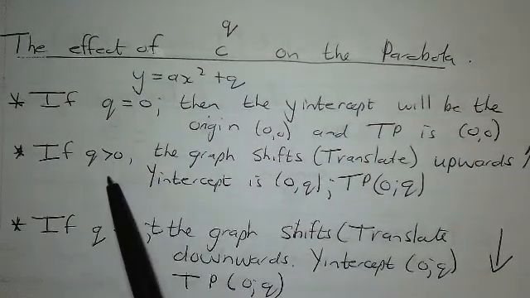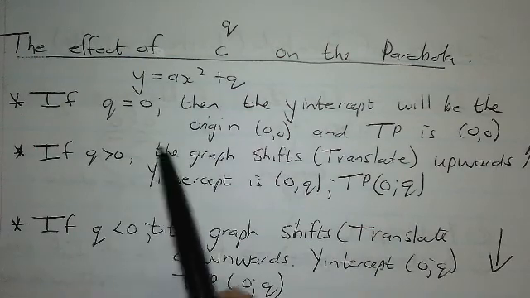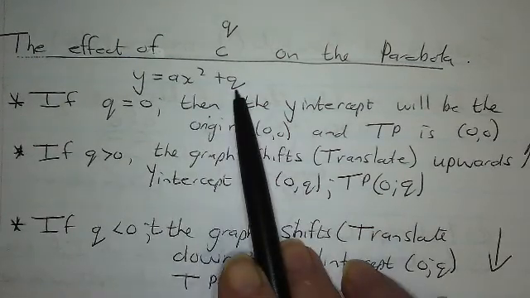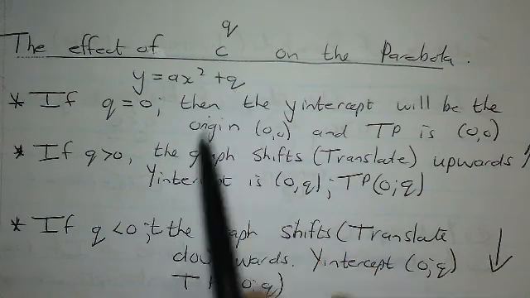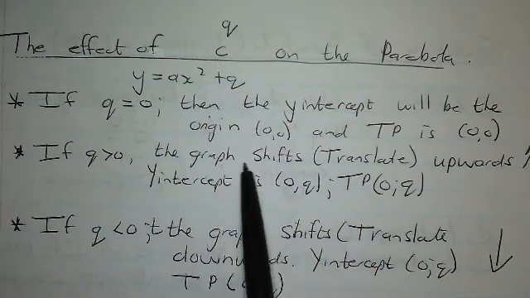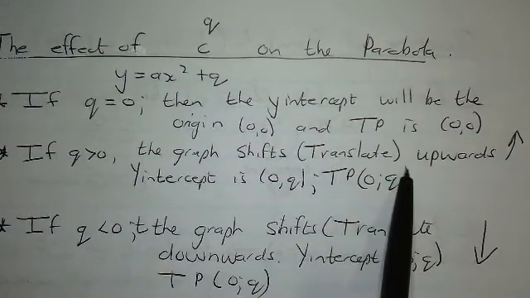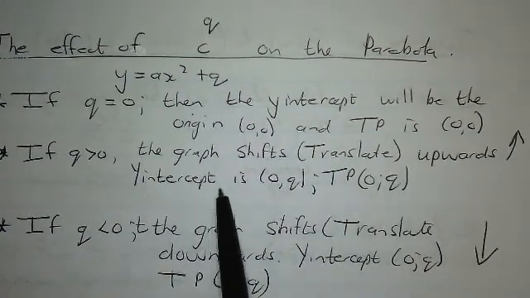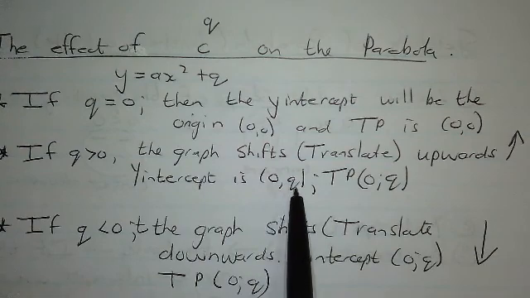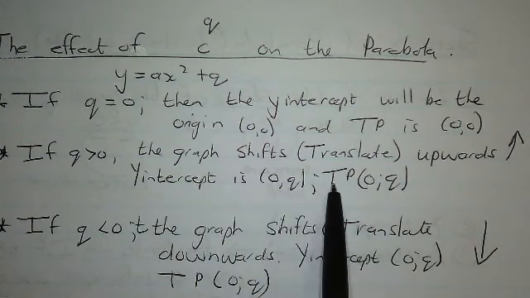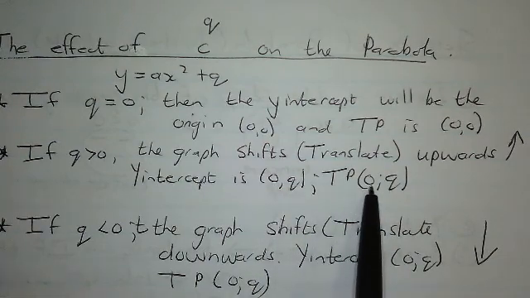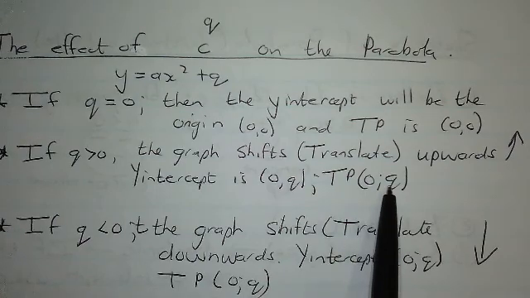If the Q value is greater than 0, so that means any positive number, 1, 2, 3, 4, any positive number, the graph will shift or translate upwards. The y-intercept will be (0; Q). The turning point will be the same value, (0; Q).